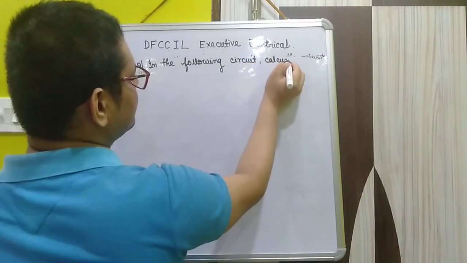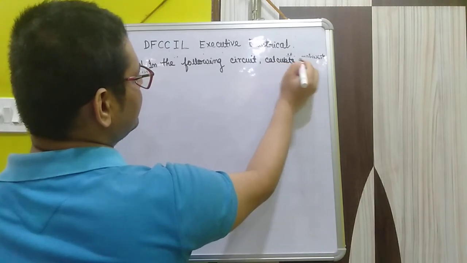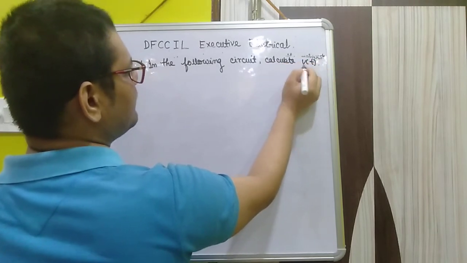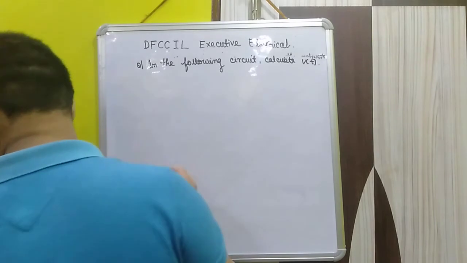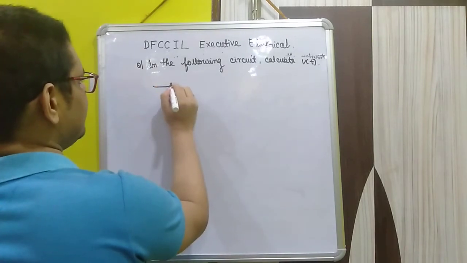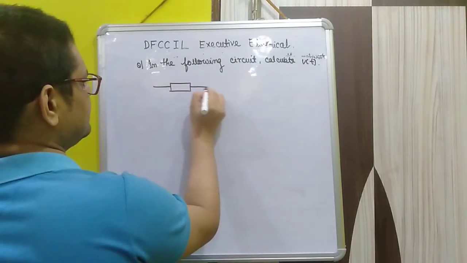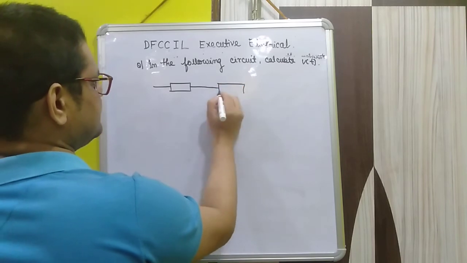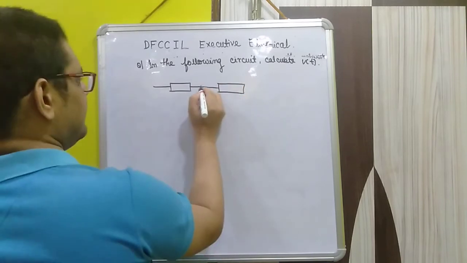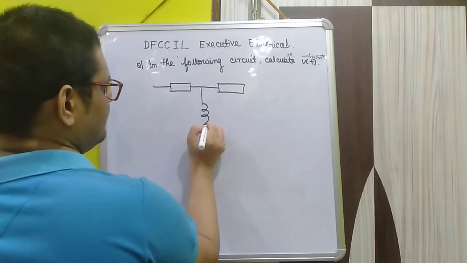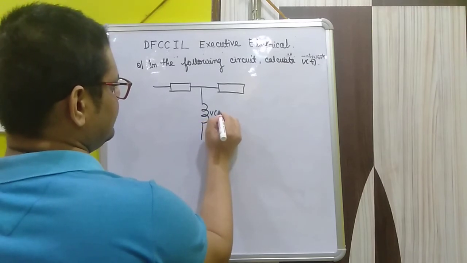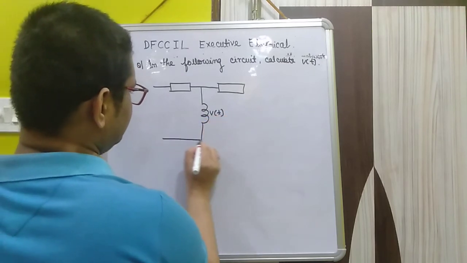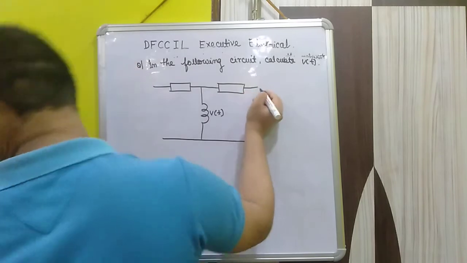we have to calculate V with respect to time, V(t). So here is the circuit which came in the examination. This is the circuit, there are two resistances over here, and here is V(t), the voltage with respect to time.